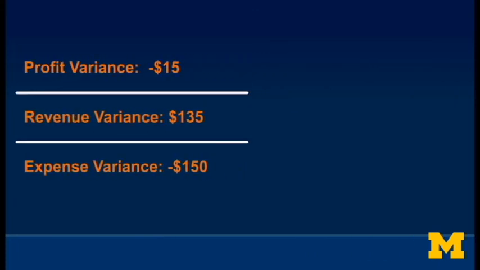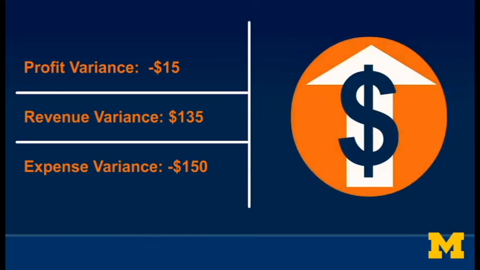By breaking down the center's profit variance into the revenue and the expense variance, it is readily apparent that the major cause of the center's poor financial performance was that costs were too high.